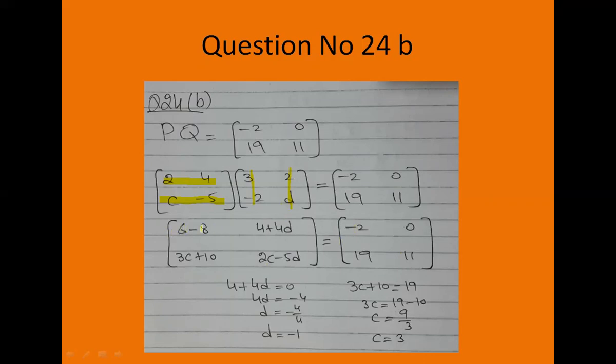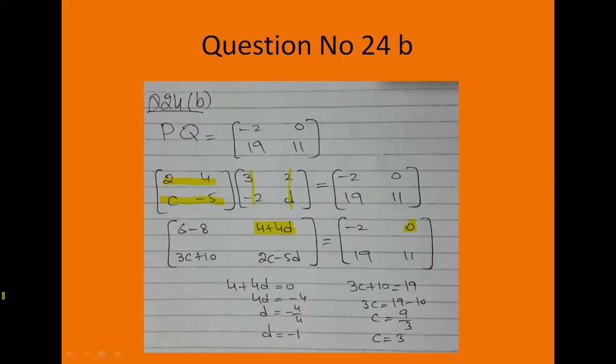So we can compare them. So this is minus 2, minus 2. So they are same. Okay. So this one, 4 plus 4D, will be equal to 0. So 4D is equal to 0 minus 4. 4D is equal to minus 4. D will be equal to minus 4 divided by 4. So D will be minus 1.